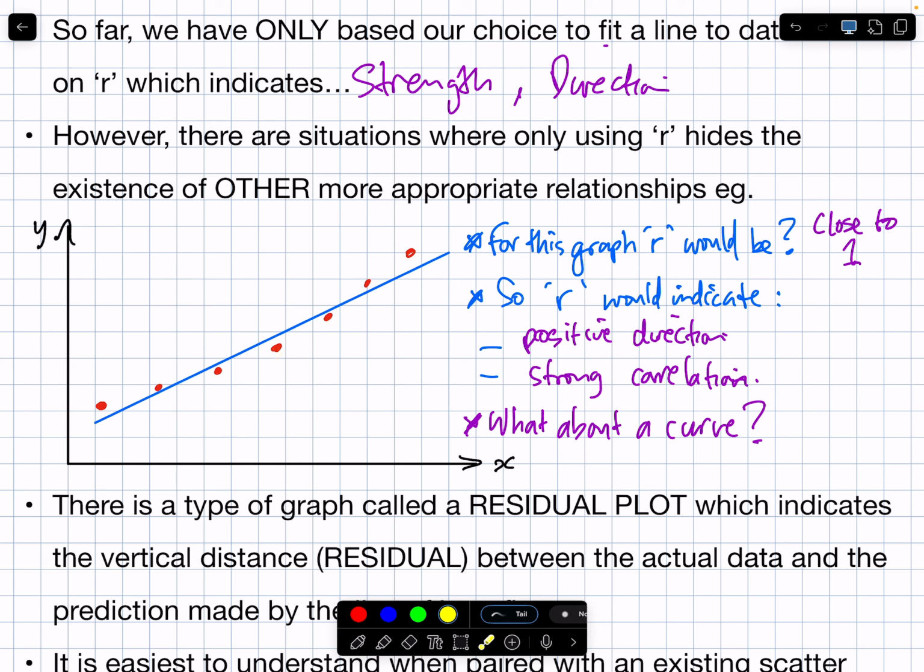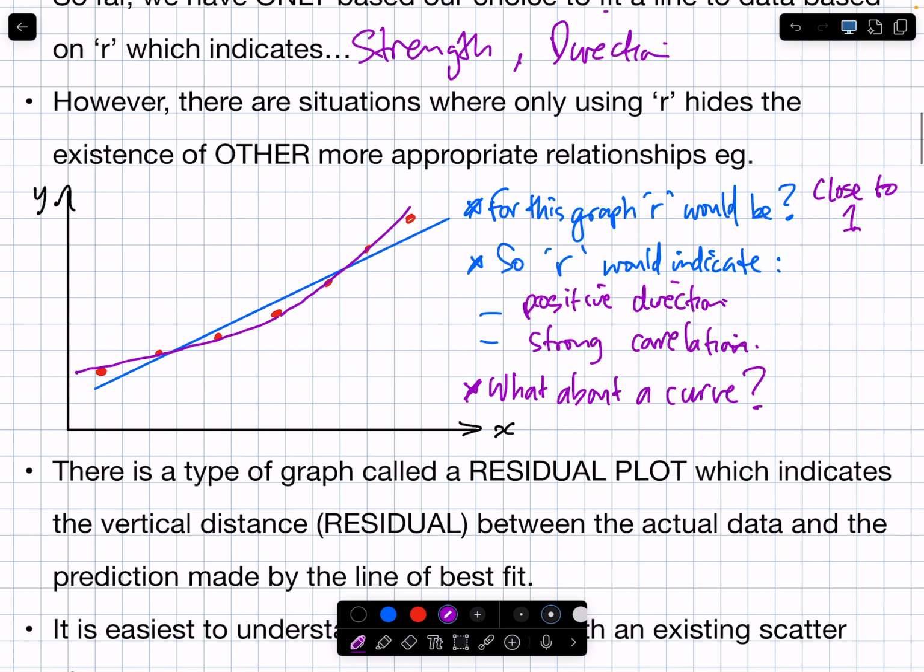Wouldn't a curve fit that better? Could I draw a slightly curved line through this and it would meet the dots? It would be closer to the dots. Okay, that was the worst drawing of a line ever, but it's not horizontal. So today's lesson is about that. What do we do in that case?